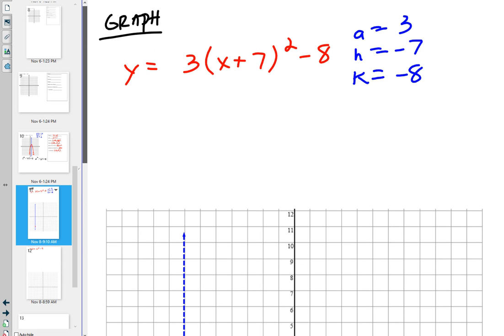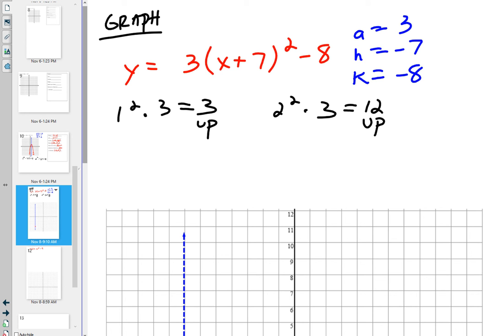This parabola is going to face up because A is positive, but let's see what happens at 1 squared and at 2 squared. You got to go times 3 each time. 1 squared is 1, times 3 is 3, 2 squared is 4, times 3 is 12. So if I'm going to go 1 space away, I got to go 3 up. So I'm going to go 2 spaces away from the vertex, I got to go 12 up.